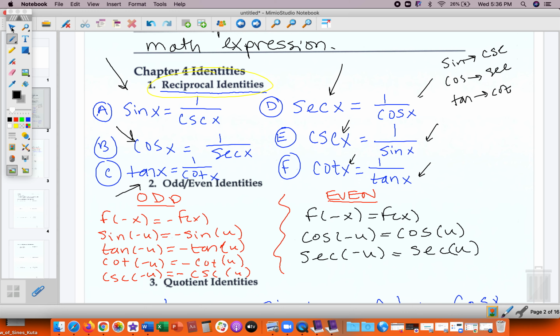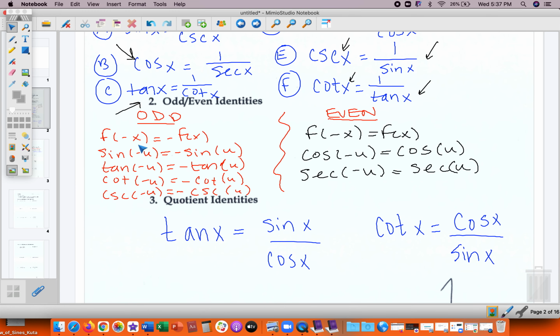When we look at even and odd identities, we see the following. For odd, when we have f of negative x, that's equal to negative f of x. Sine of negative u is equal to negative sine u, etc. Even, we might see f of negative x is equal to f of x. Cos of negative u equals cos of u.